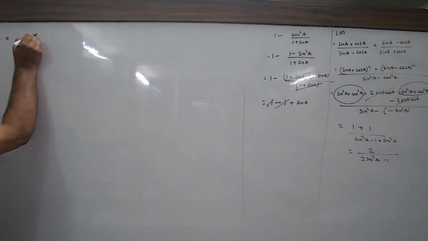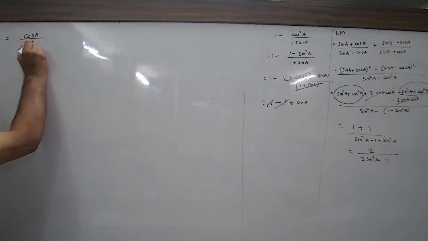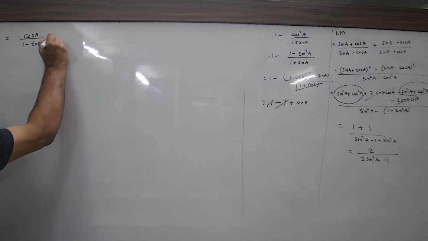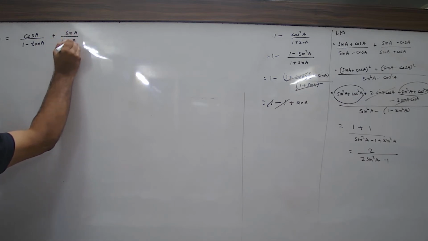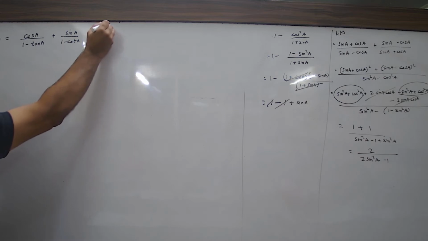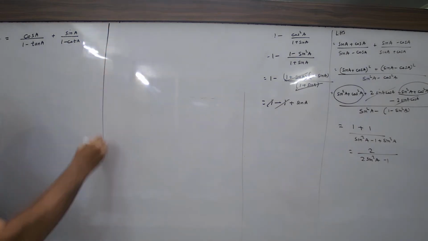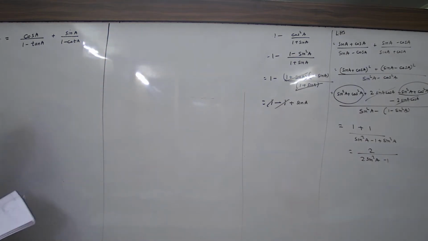Again prove that, unsolved exercise 21.2, sum number 1, sub question number 1. LHS cos A by 1 minus tan A plus sin A by 1 minus cot A, on the right hand side.